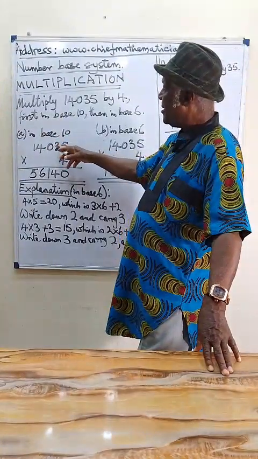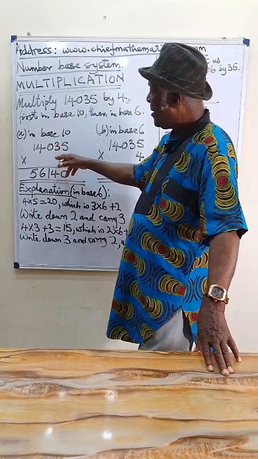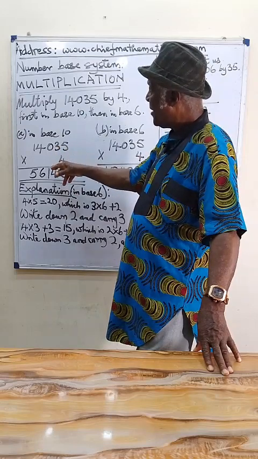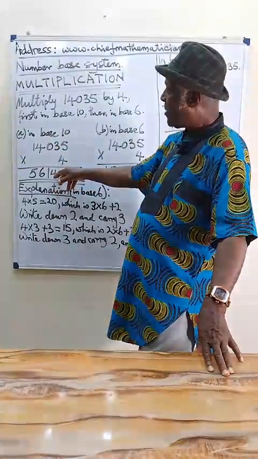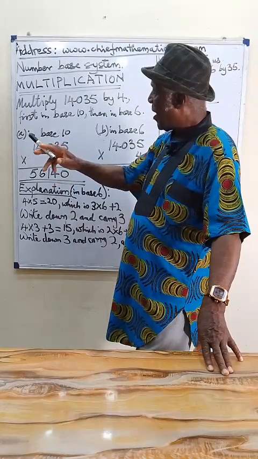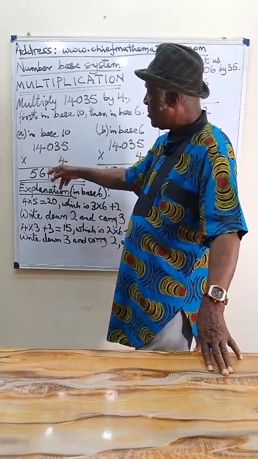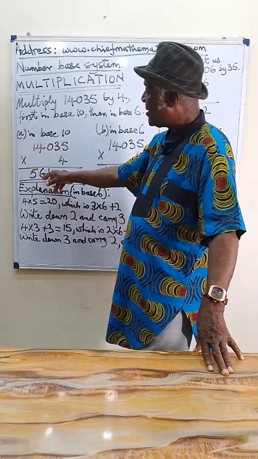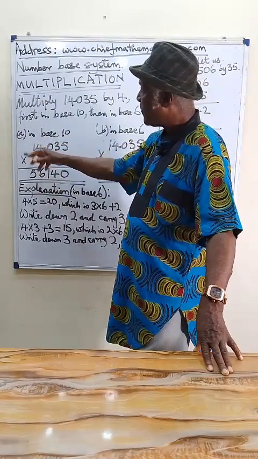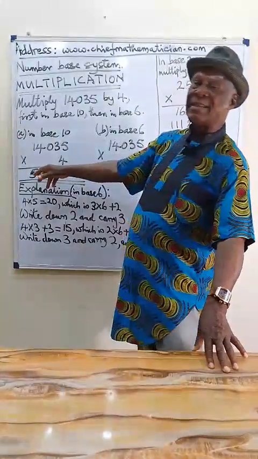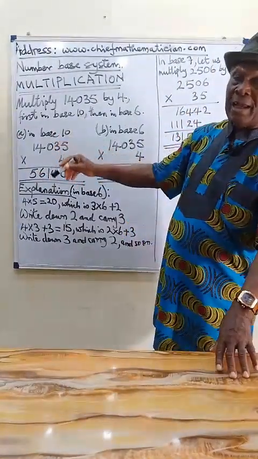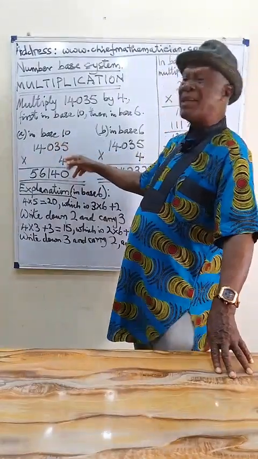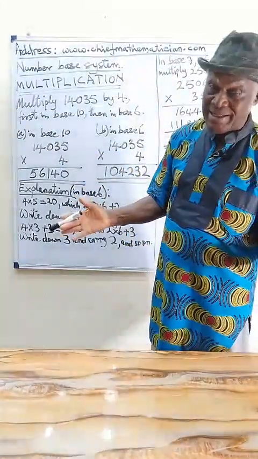4 times 3 is 12, plus the 2 you carry from here. That will give you 14. You write 4 and carry 1. 4 times 0, 0, put down the 1. 4 times 4, 16. Write down 6, I carry 1. 4 times 1 is 4 plus 1, 5. This is the result in base 10 when 14035 is multiplied by 4.